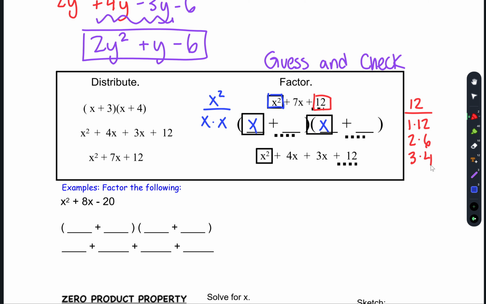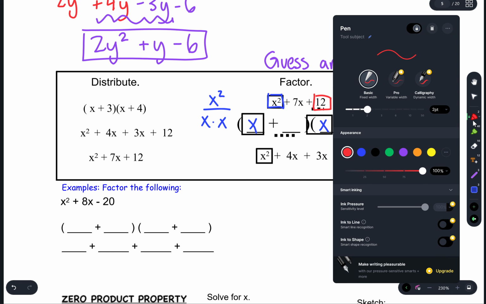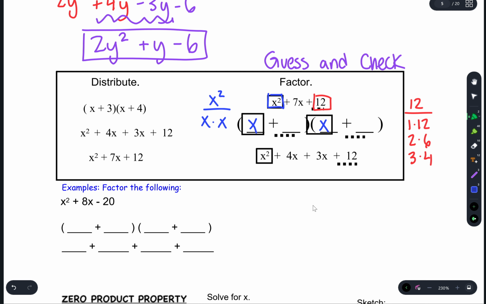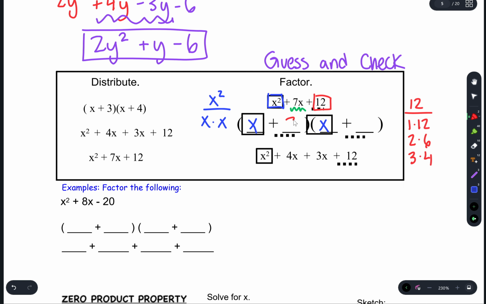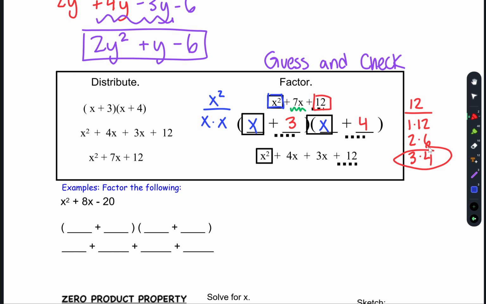And now this is where I guess and I check. I look at those options. In my head, I know that when I factor, they have to multiply together to get that 12, but add together to get that 7 in the middle. So if I'm guessing and checking, I'm going to guess it's probably going to be 3 and 4 that end up adding to that 7. So that's what I'm going to guess.